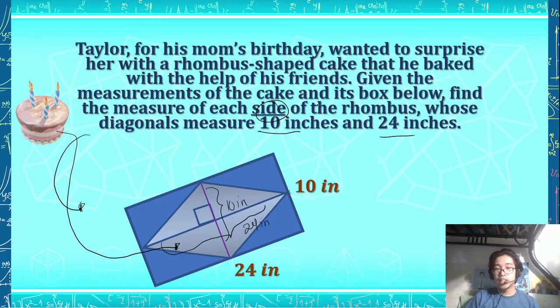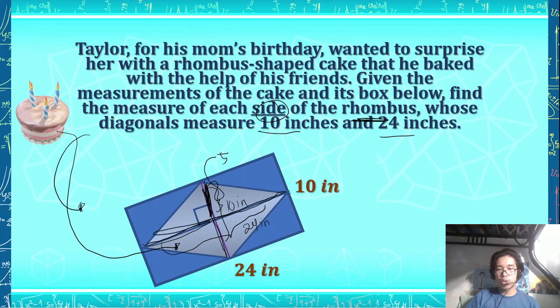and given that this is not just any type of cake, it's a rhombus shaped cake, what are the properties of a rhombus? When the diagonals are drawn on a rhombus, they bisect each other. What do we mean when they bisect? That means it cuts the segment into two congruent parts, into two equal parts. So if this is 10, it's been bisected by this 24-inch segment, so this is going to be 5.